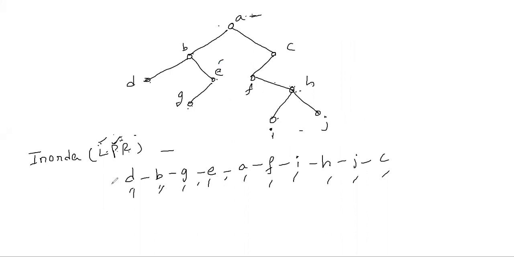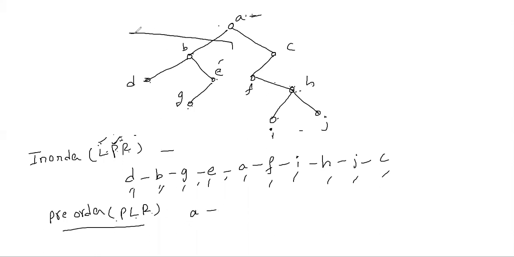We see next the pre-order. You take one paper and practice them once, then you will be able to do it very easily. Pre-order is PLR: parent, left, right. So now, what is the parent? A is the parent. Next, L, come to left side.